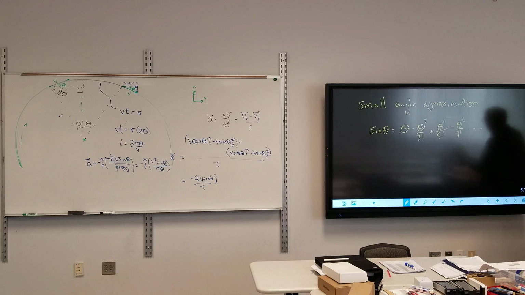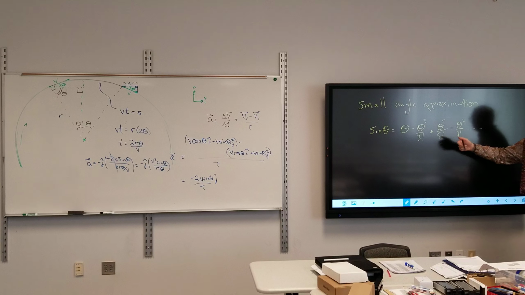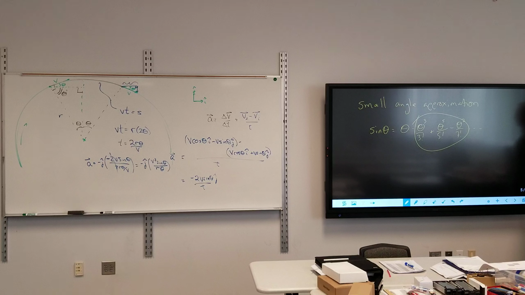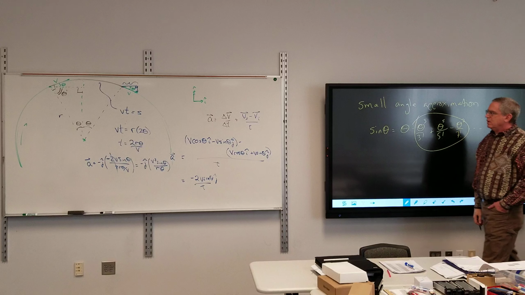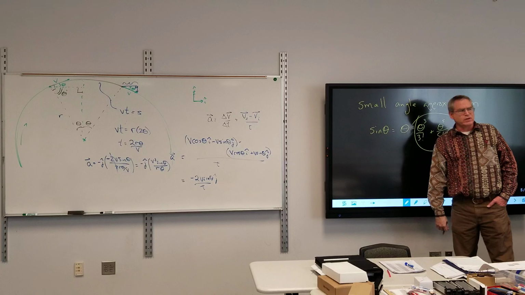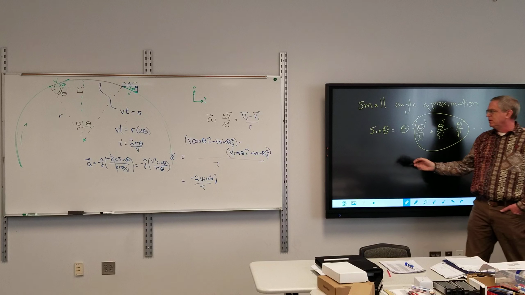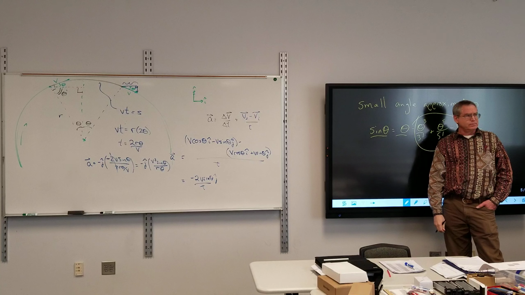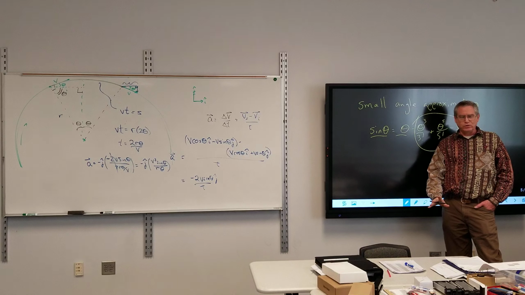If theta is tiny, then some tiny number to the 7th power is insignificant. As a matter of fact, if theta is small enough, all of these are insignificant. So the small angle approximation says that if you're dealing with a tiny angle, with theta in radians, then the sine of theta is equal to theta. Close enough.